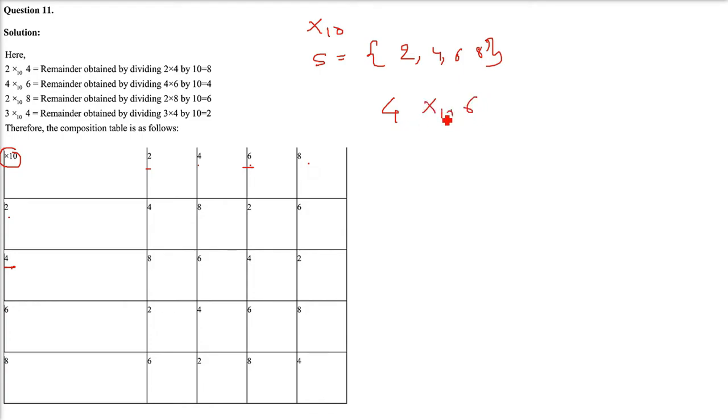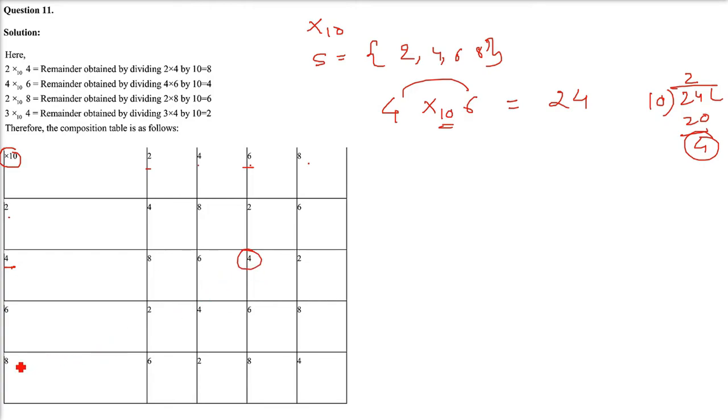Take 4 and 6. 6 4s are 24, multiply them. Then you take division by 10 and take the remainder, that will be the result. 10 2s are 20 and 4 will be the remainder. This 4 is going to be put in here. So this is how 4 has come here.